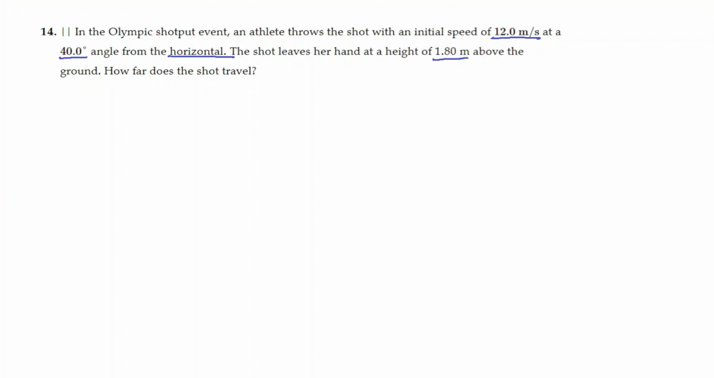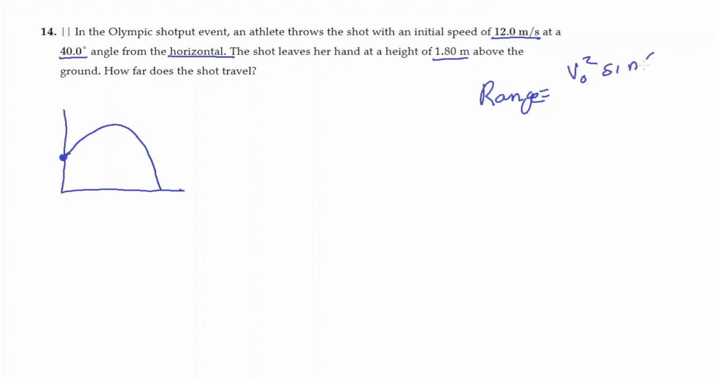So here we're dealing with projectile motion. Let's draw a little diagram right here. So let's say 1.8 meters is where it's shot. We're dealing with projectile motion that goes below the y value at which it was shot, so we're going to have to use the range equation, and then we're also going to have to use the free fall equation. So the range is equal to initial velocity squared times sine 2 theta over g.